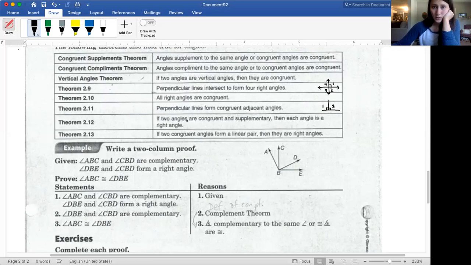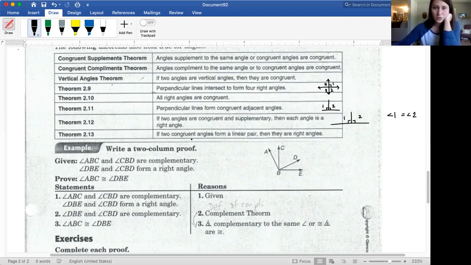2.12 says, if two angles are congruent and supplementary, then each angle is a right angle. So if two angles are supplementary, meaning they add up to be 180 degrees, and they're also congruent, they're also equal, if angle 1 equals angle 2, and they add up to be 180 degrees, they have to be right angles, right? They have to be right angles here.